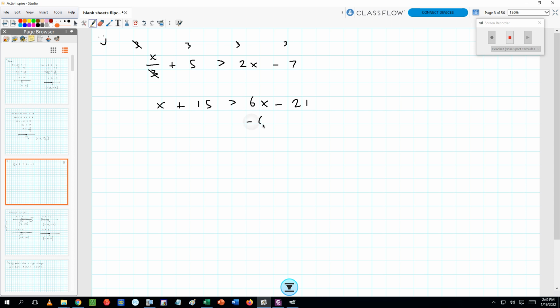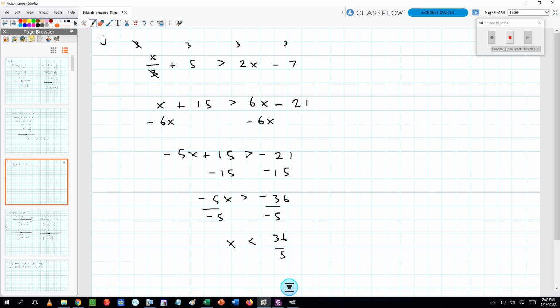I don't like the location of this negative 6x, or the 6x, so I subtract it over. I don't like the 15, subtract it as well. Negative 21, negative 15, negative 36. Divide by the negative 5. Divide by a negative means I flip the direction of the inequality. 36 over 5, I can't simplify that, but I can cancel out the negatives.